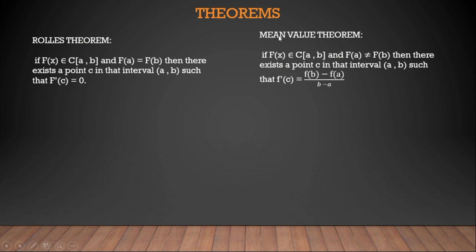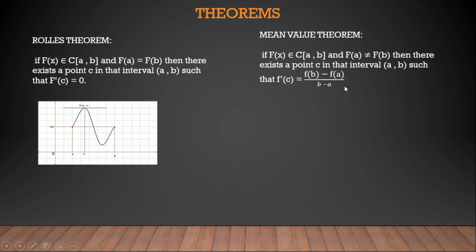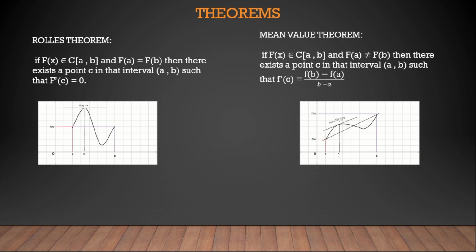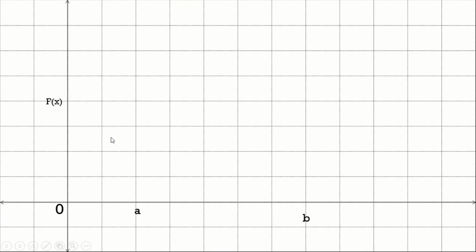Well, let's go to mean value theorem, which says if f of x is a member of a continuity a comma b, and f of a is not equal to f of b, then there exists a point c within the interval a comma b such that f prime of c is equal to f of b minus f of a divided by b minus a. So for Rolle's theorem and for mean value theorem, we have two different graphs that represent two different things. And then let me explain that to you.